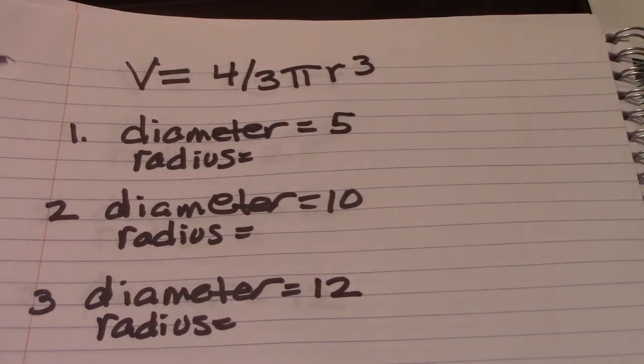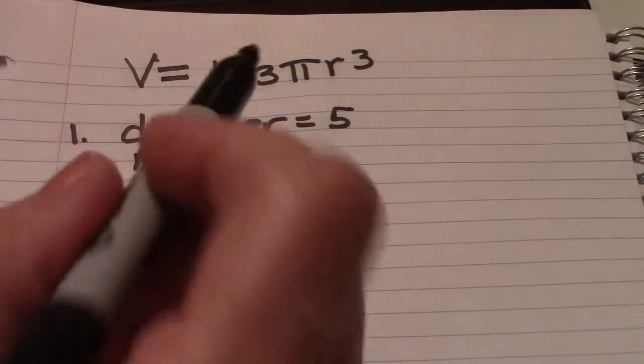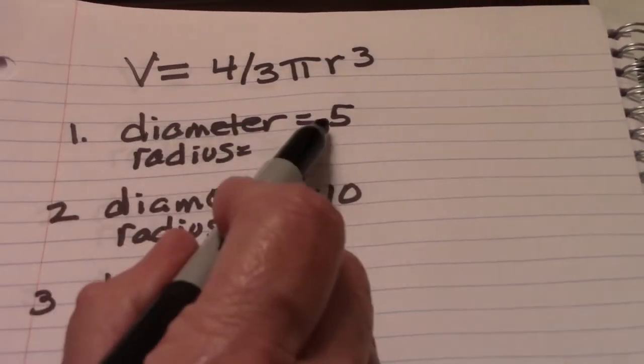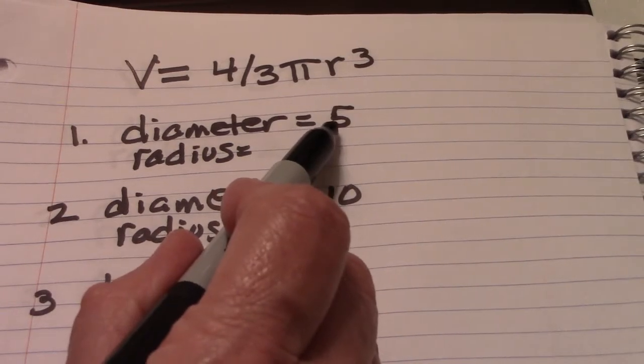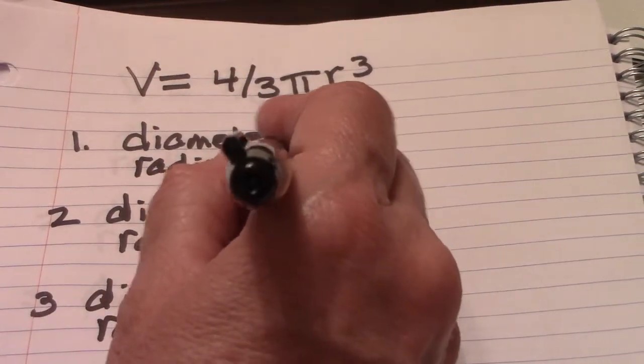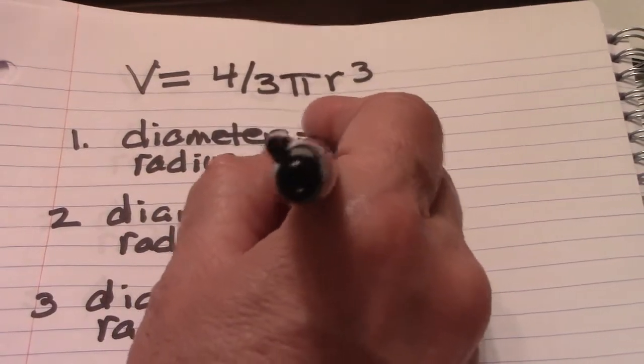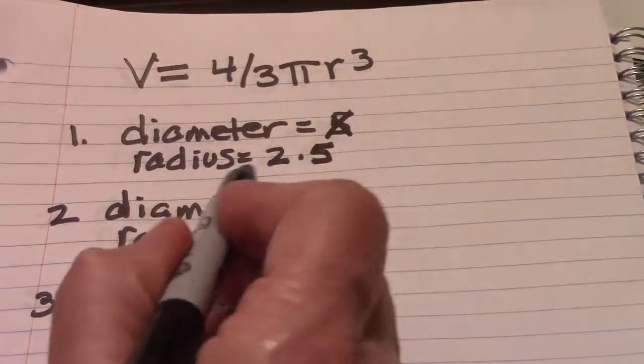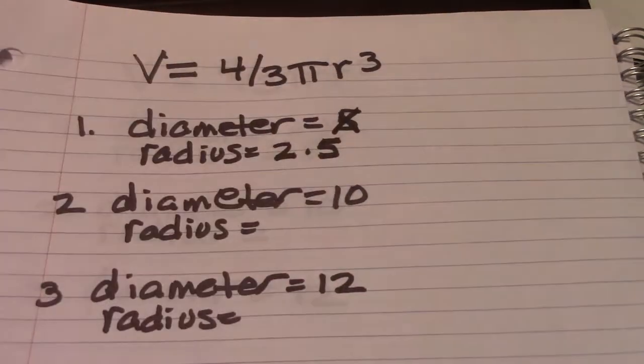So let's look at our first one, and these will all three be our homeworks for today, so you're going to want to take note. I have a diameter of 5, only I don't need the diameter, I need the radius. And I know that the radius is half of the diameter, so half of 5 is 2.5. That's what I'll be typing in for my radius.